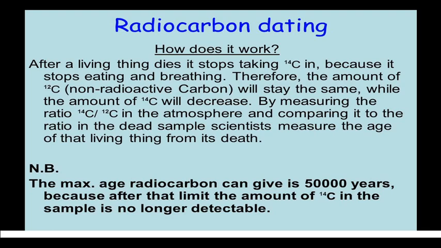By measuring the ratio of C14 to C12 in the atmosphere and comparing it to the ratio in the dead sample, scientists measure the age of that living thing from its death. I repeat, by measuring the ratio of C14 to C12 in the atmosphere and comparing it to the ratio in the dead sample, scientists measure the age of that living thing from its death.